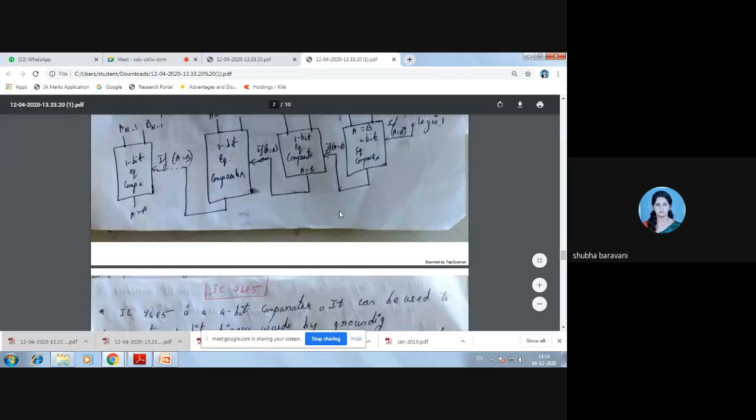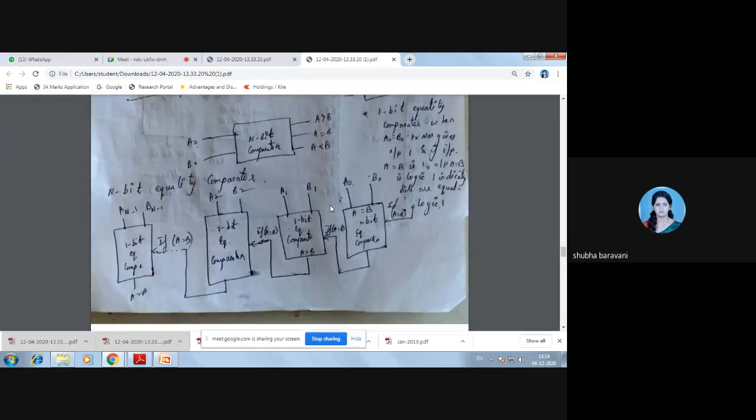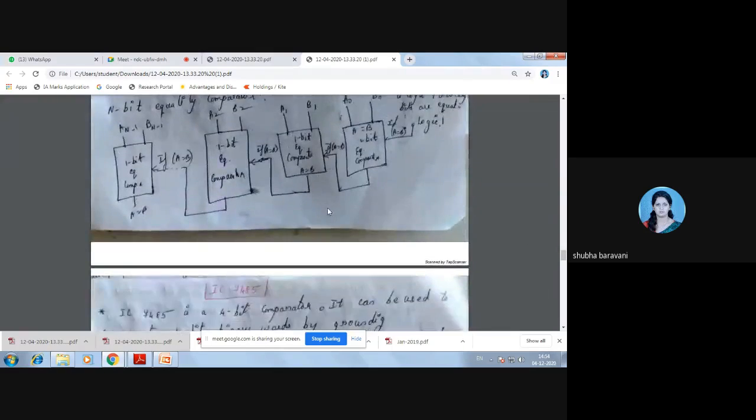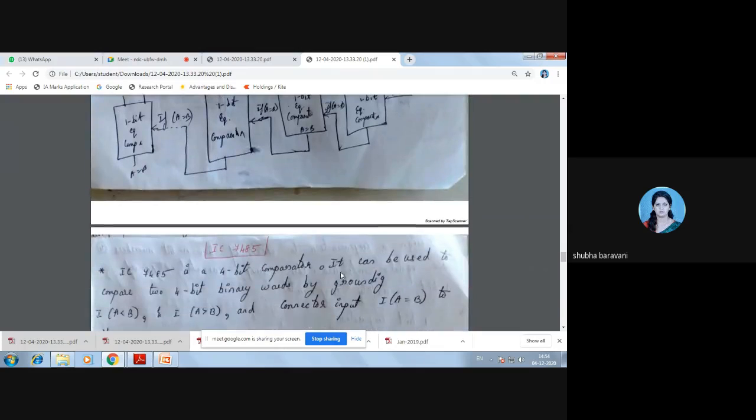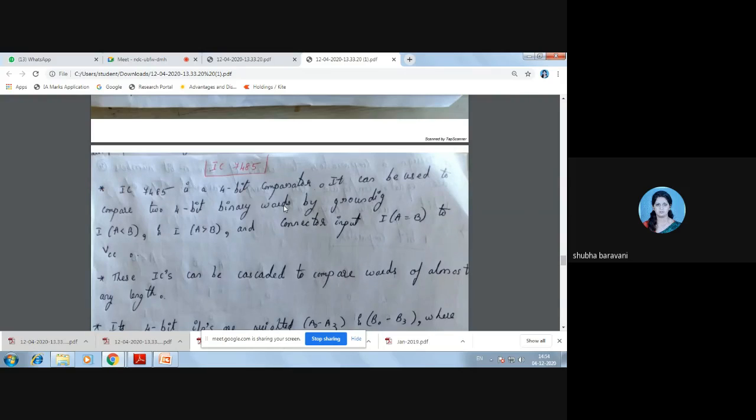Now we are talking about the ICs. So IC 7485, we'll see what is the 7485 IC. Our 7485 IC is a 4-bit comparator IC. It can be used to compare two 4-bit binary words.